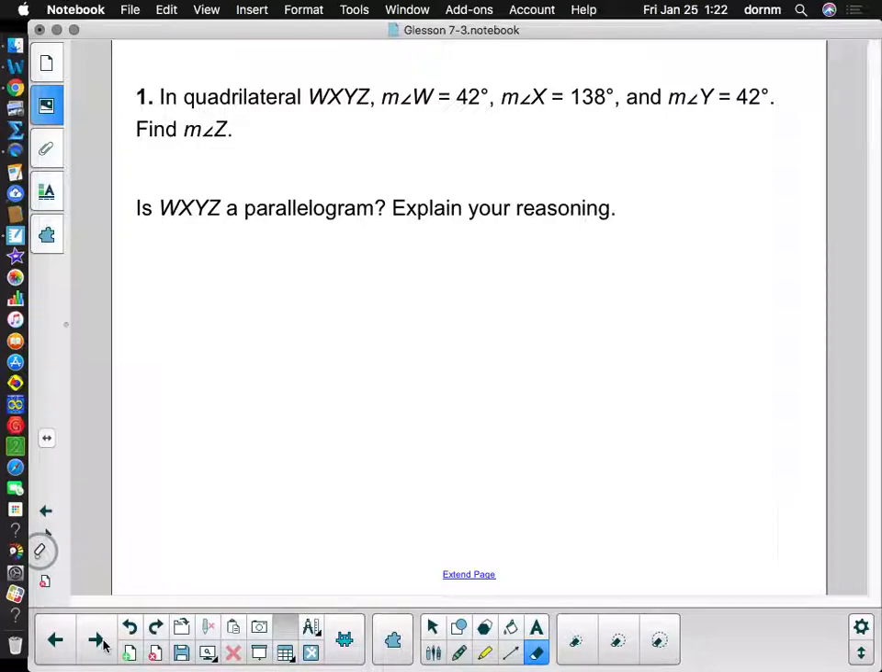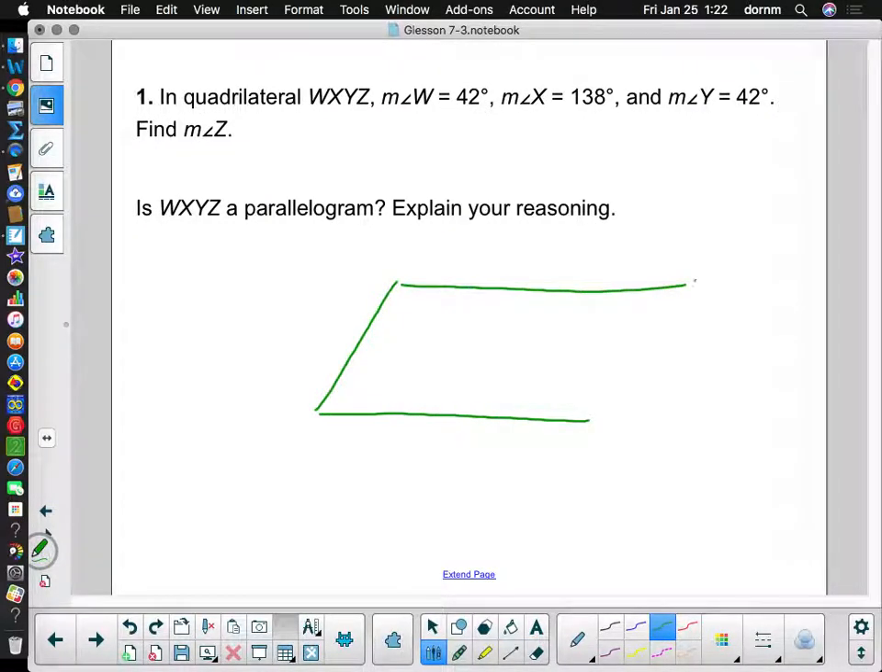Yes or no? Now, I have a written description, but what am I lacking here? A picture. So what are we going to do? Draw a picture. Helps if I use not my eraser. There we go. So I draw what I think is a parallelogram. It says angle W is 42 degrees. X is 138. Y is 42.